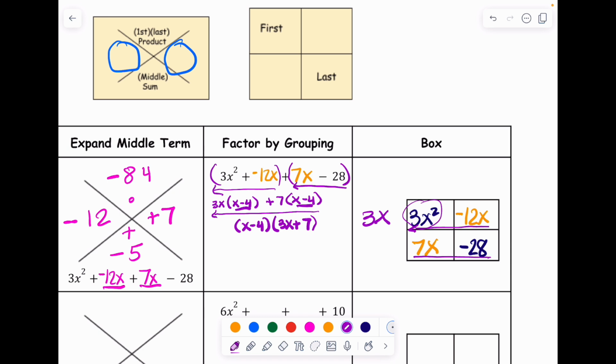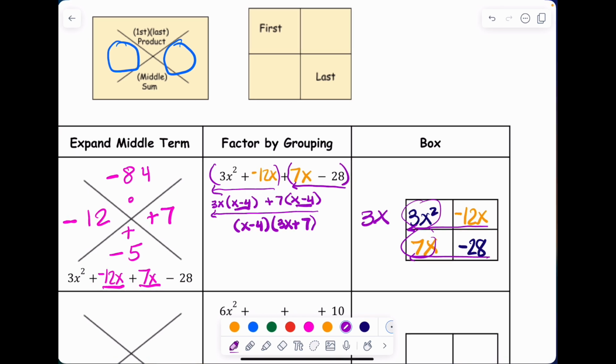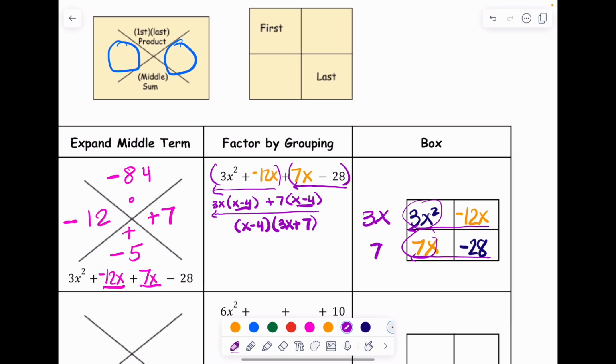We'll factor this row right here, and 7x is positive, so we're going to have a positive 7 coming out of there. So now we're going to go up the column, and so 3x is positive, so we would end up with a positive x. And then we would go up the column, and negative 12 is negative, so we're going to end up with a negative. And what's in common between a 12 and a 28? It's a 4. So you can see that we got the same exact factors, 3x plus 7 and x minus 4.